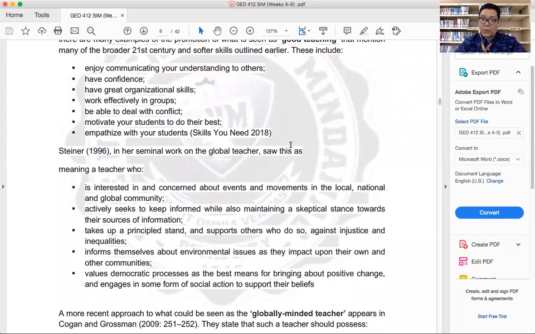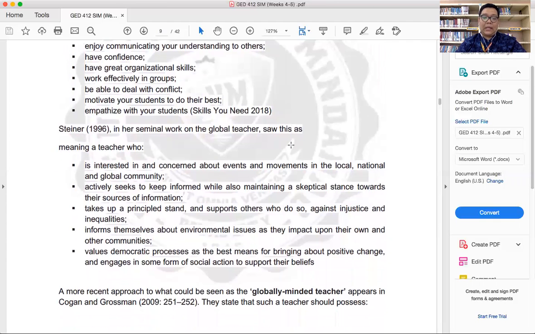A global teacher also informs themselves about environmental issues as they impact upon their own and other communities. That is why, if you're a global teacher, you also remind your students about the environmental repercussions brought about by certain human actions that are very detrimental to nature. And lastly, a global teacher values democratic processes as the best means for bringing about positive change and engages in some form of social action to support their beliefs.